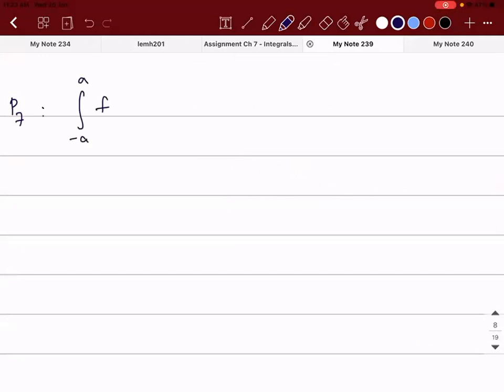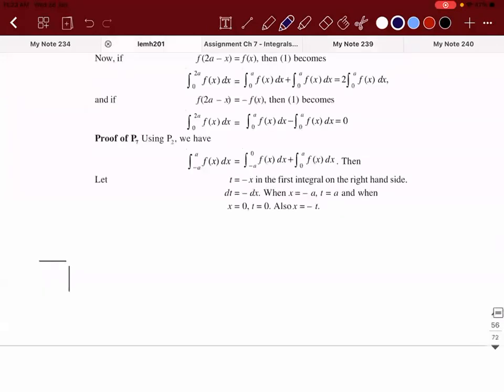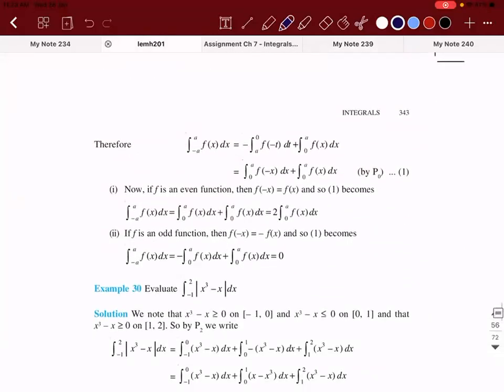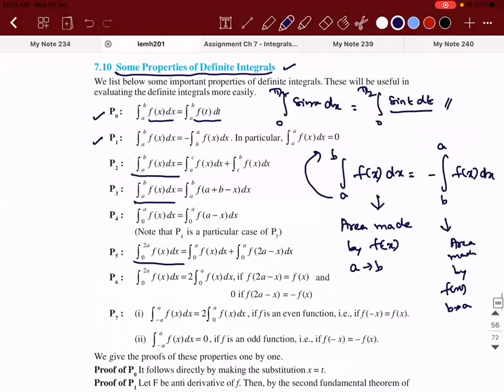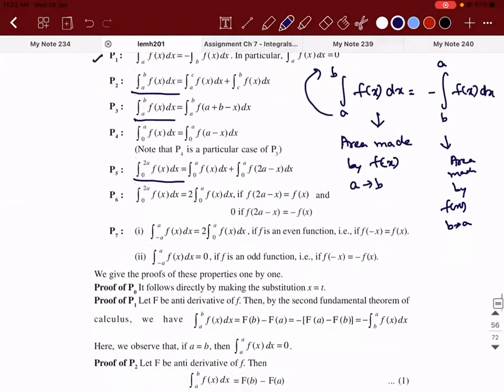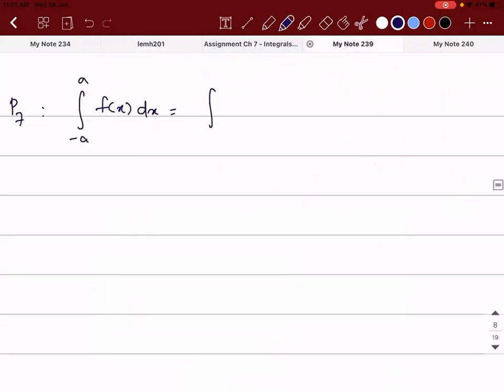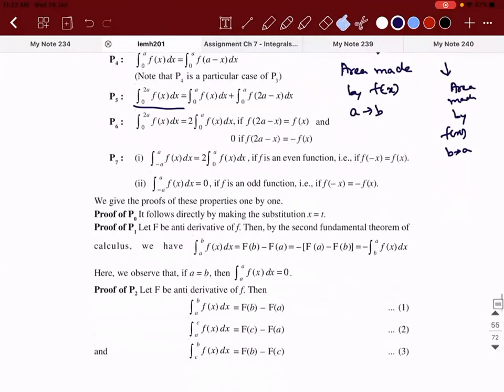Integral of minus a to a f of x dx is equal to integral of... Did I leave any property? P6 is what I left. So I'll discuss it from here itself. See, P6 is there, right?